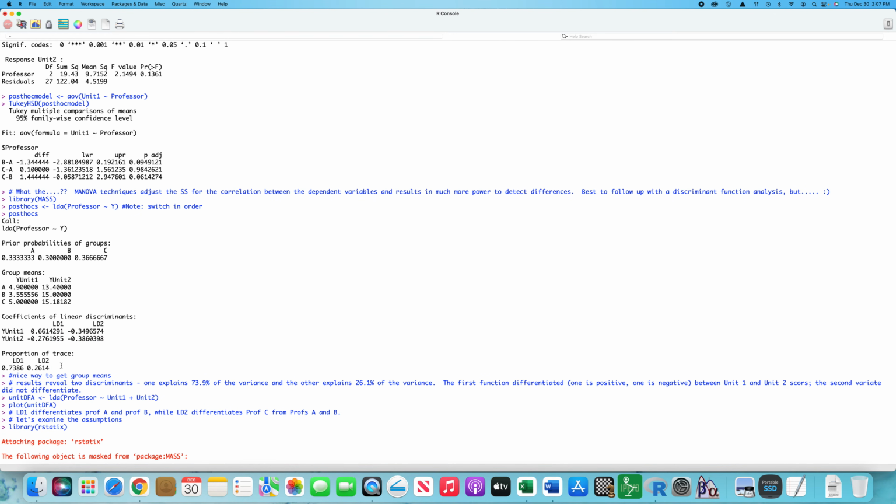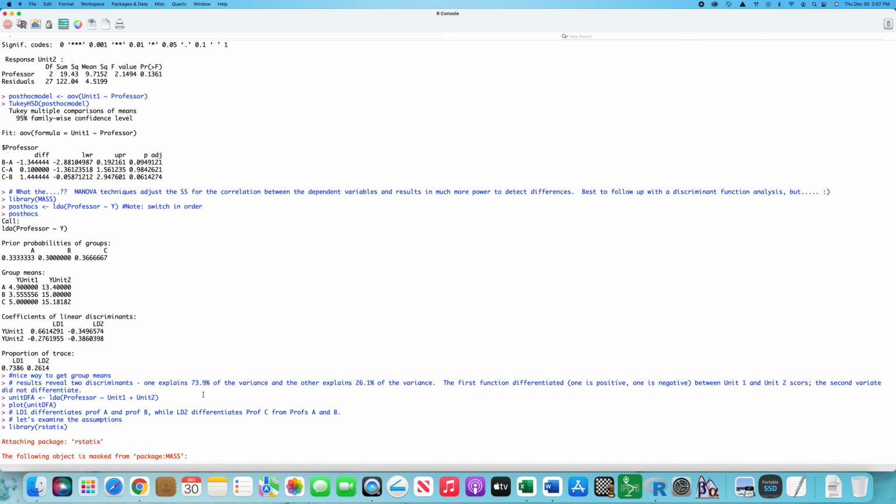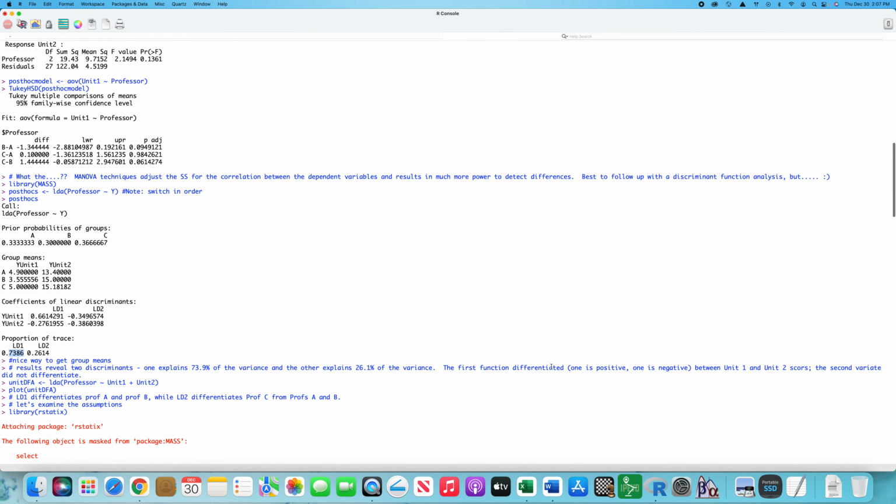And then I get into the proportion of variance that's explained by each of the linear discriminants. So what I tell you here is the results reveal two discriminants. One describes 73.9% of the variance, and the other explains 26.1%. The first function differentiated between Unit 1 and Unit 2 scores, indicated by one being positive, one being negative. The second variate did not differentiate, indicated by the same sign on the linear discriminants.